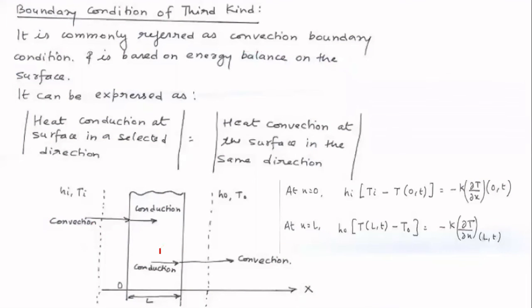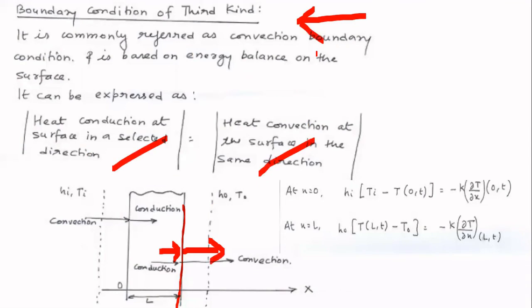On this surface also, heat is entering this particular layer by the mode of conduction and it is traveling out by the mode of convection. So at this particular layer also, rate of conduction will be equal to rate of convection. Whenever we are using this boundary condition, it will be called boundary condition of third kind.